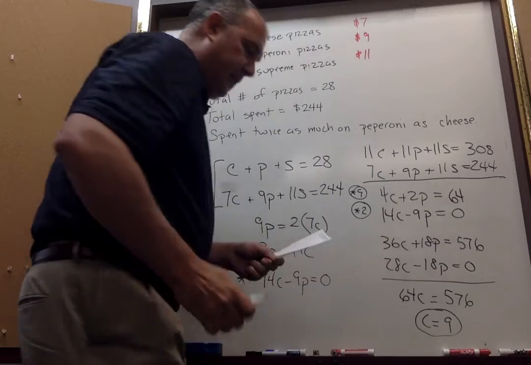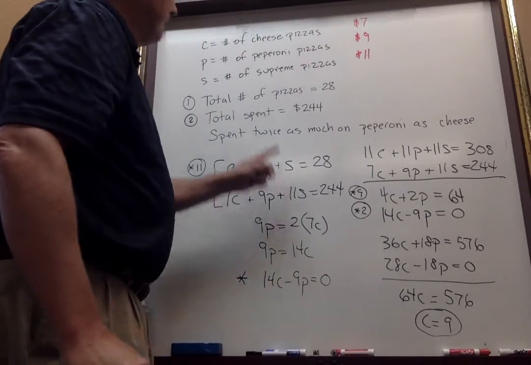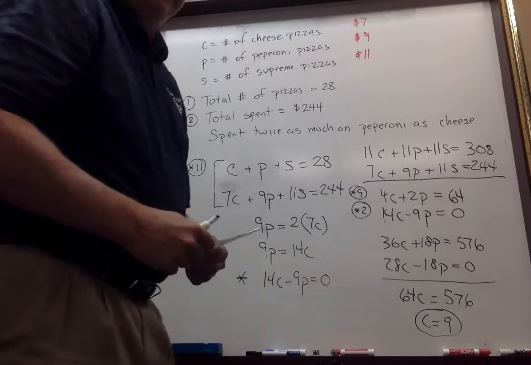So I know we sold 9 cheese pizzas, and then I can work my way back up through the equations to get the other two.